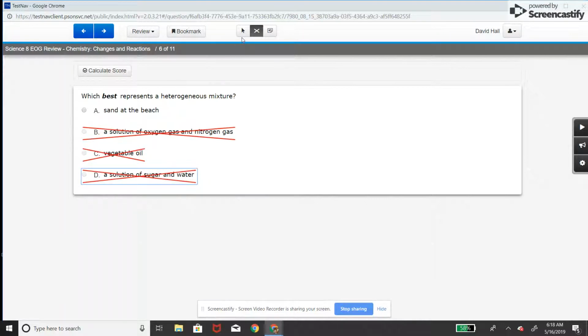Homogeneous mixture. Sand at the beach is made up of many different things. Many, many different things. And you can see the difference.